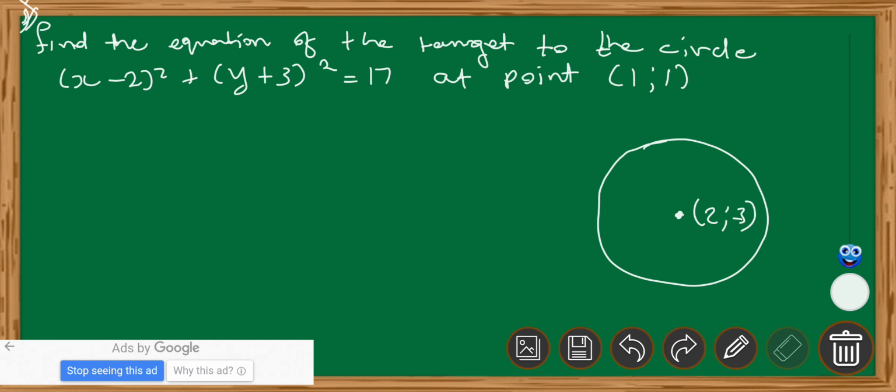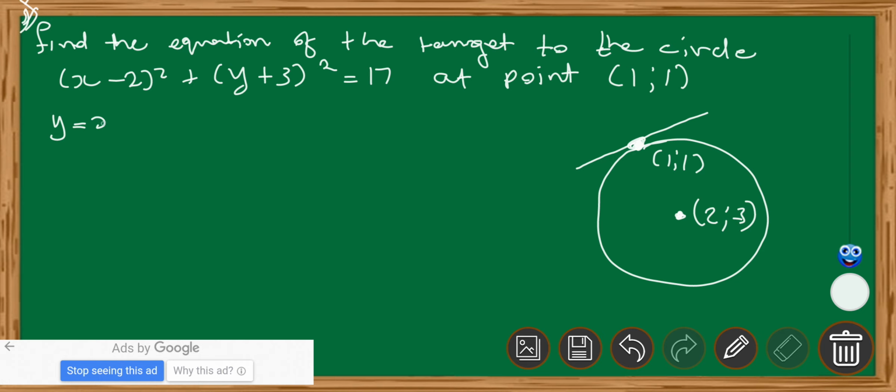But it is a tangent at point (1, 1). So this point (1, 1) is actually somewhere up here. So this is point (1, 1), right? And now what we want is the equation of the tangent, and the tangent line touches the circle at that point, which is (1, 1), that coordinate. So we want the equation of a line, an equation of a tangent.